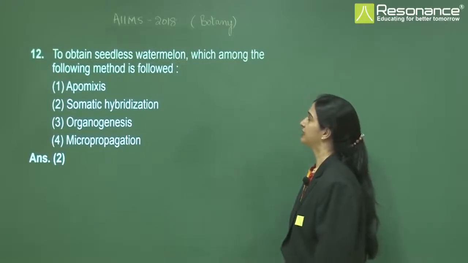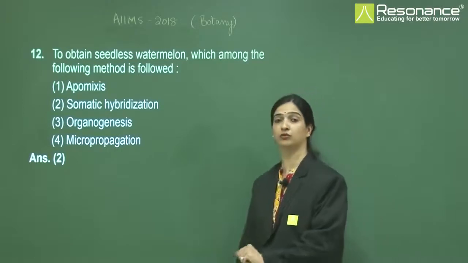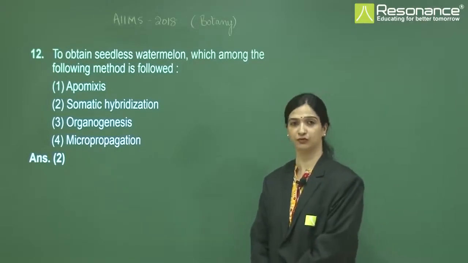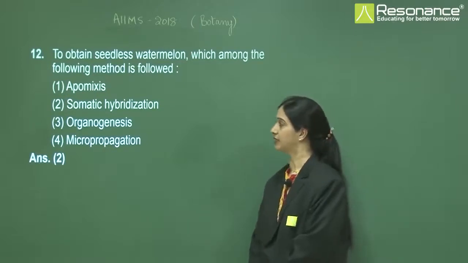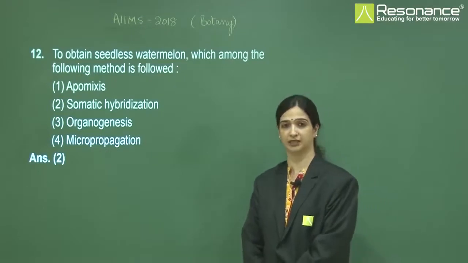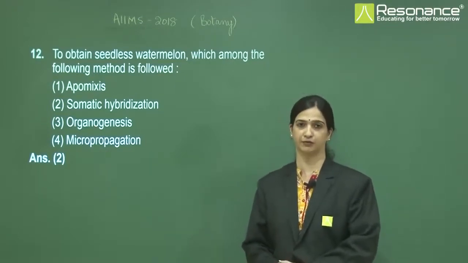Question number 12, to obtain seedless watermelon, which among the following method is followed? Let us go through the options. First is apomixis. It is the production of seed without fertilization. Second is somatic hybridization. As the name suggests, it is the formation of the hybrid by the fusion of two somatic cells, which is done by the protoplast fusion.